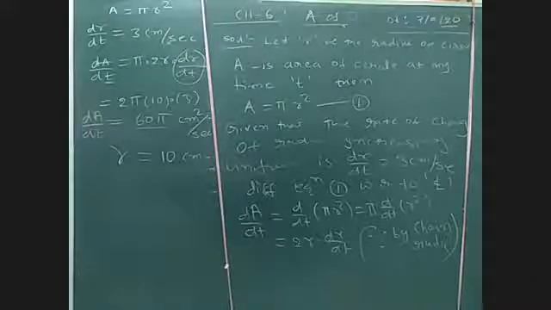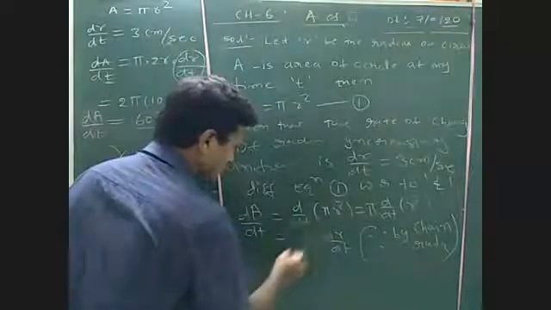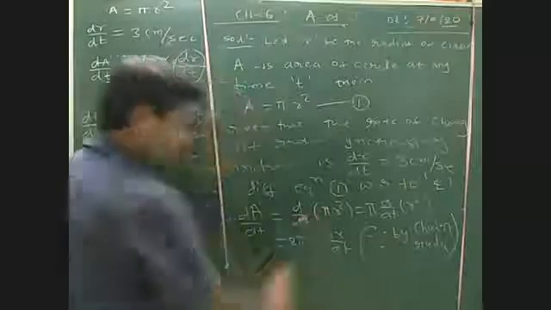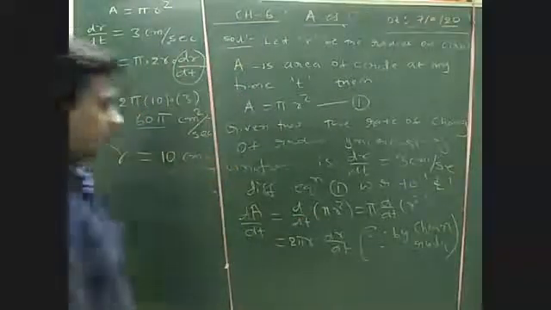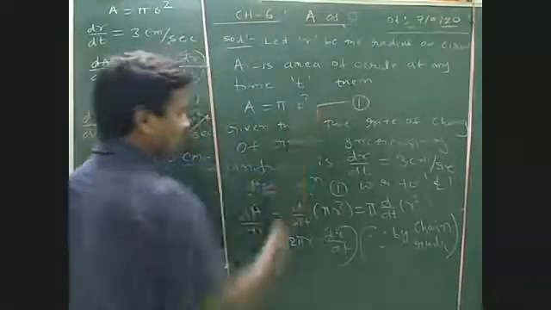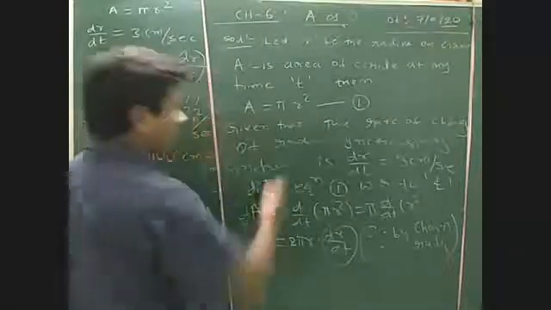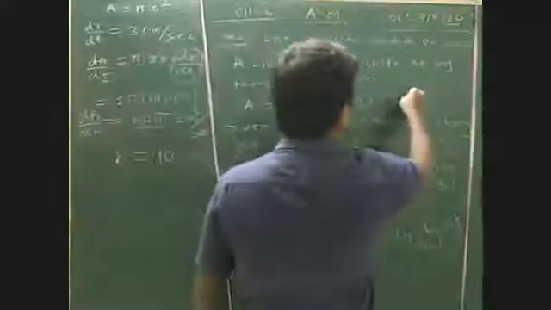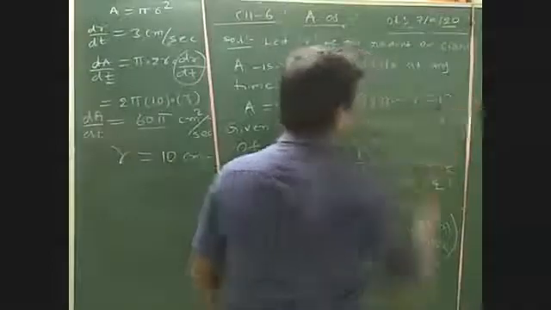In the last step you didn't write 2 pi r. Oh, sorry, pi is 2 pi. Good. So here dr by dt is given, and in the bracket also write down, given that r is equal to 10 centimeters. Substitute all the values and get the answer.